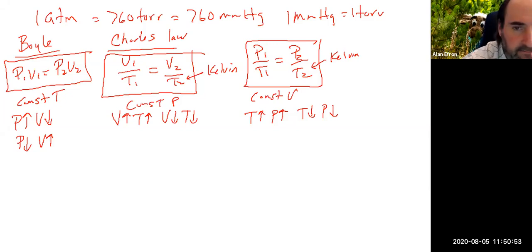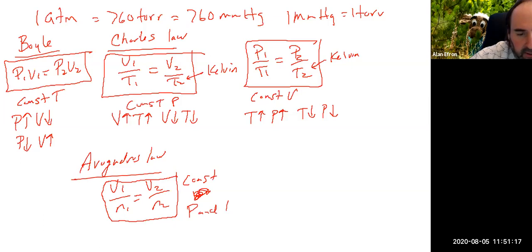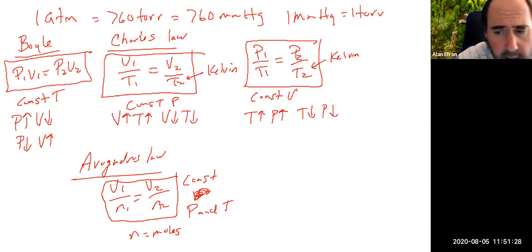We also saw some other relationships. We saw Avogadro's law. That was V1/N1 equals V2/N2. This is at constant pressure and temperature. N is the moles of gas. V is volume. So again, you could use this just like it is and plug and chug the numbers into there.